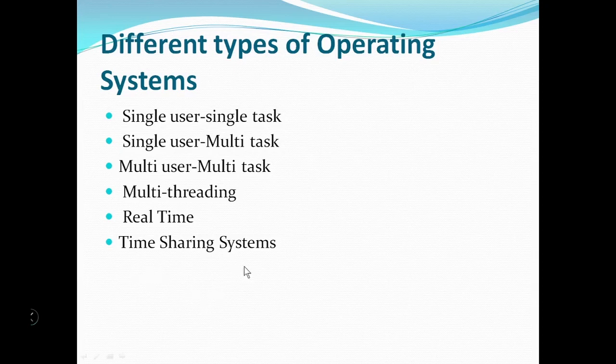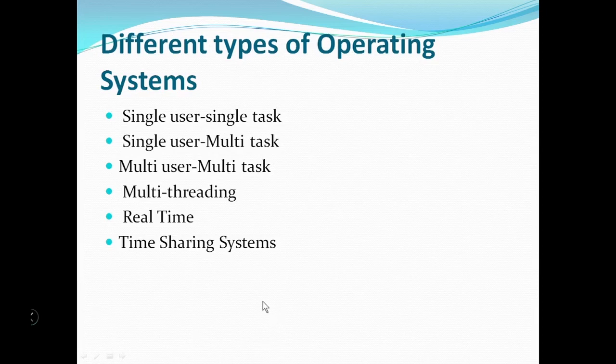And then we have time sharing system. Time sharing system means the processor's time is shared among multiple users or multiple applications. So the processor switches among multiple users or multiple applications to provide execution time for them. So that's the idea of different types of operating systems.